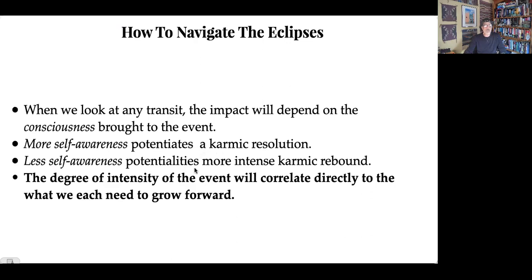Less self-awareness potentiates more intense karmic rebound. In other words, it makes things harder. When we push back against it and we really don't look at what can be achieved working with these energies, then it creates more karma that becomes more challenging. The degree of intensity of the event will correlate directly to what each of us needs to grow forward. This is metamorphosis through crisis.